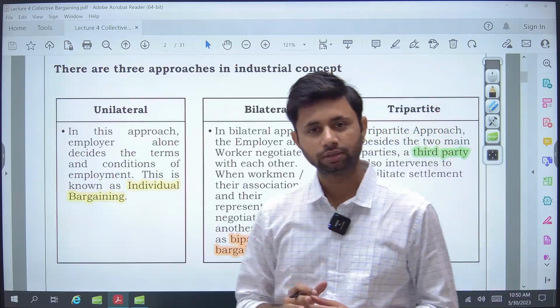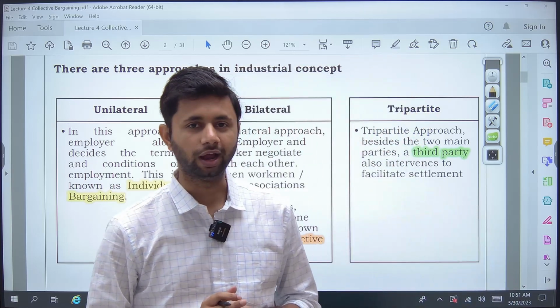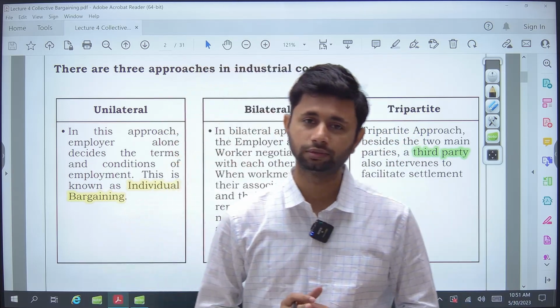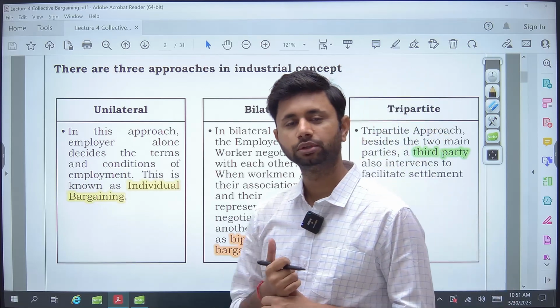I hope you get this. Although I'm going very fast, these things are basic, and I'm going this fast because we'll go straight forward to the theories portion.